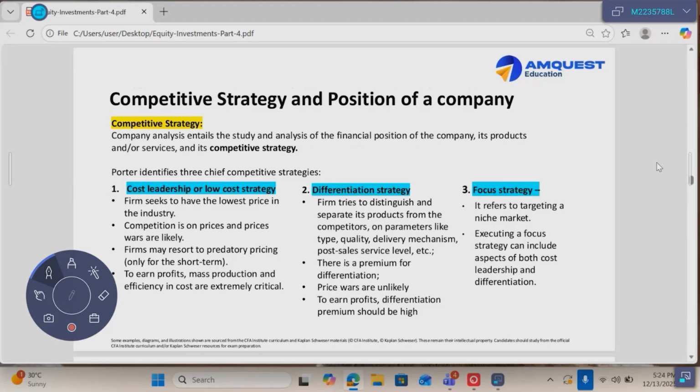Firms may resort to predatory pricing. Predatory pricing means I'm reducing the prices to capture your market share. But they do it only for the short term. Once they have captured enough market, then they start raising the prices.